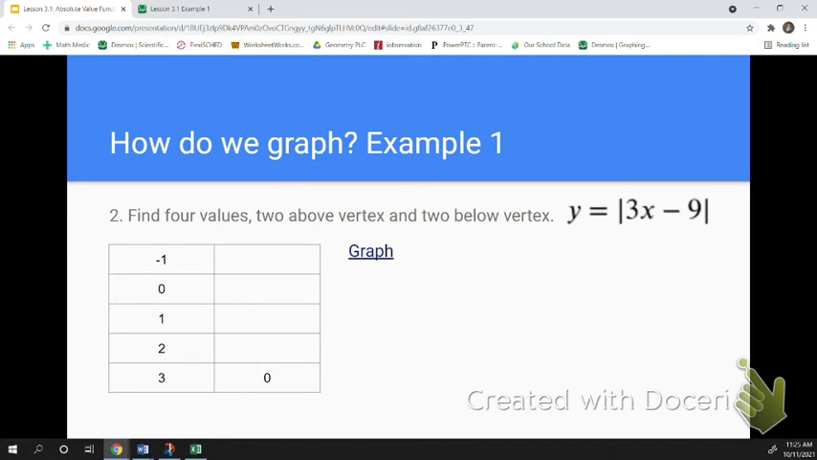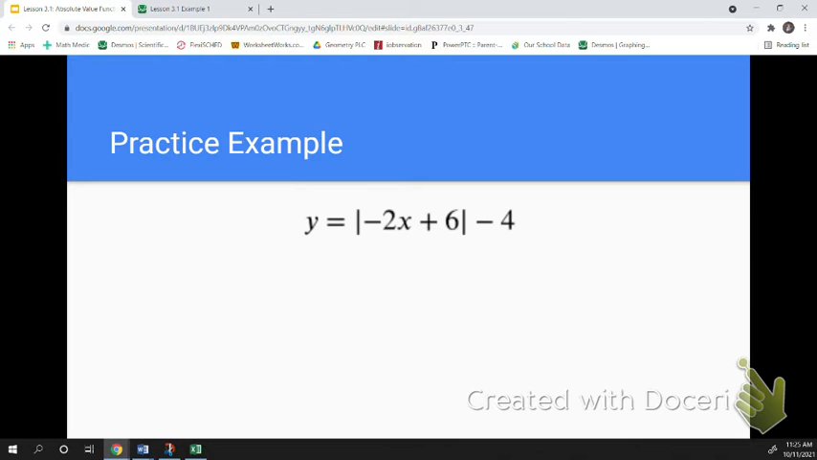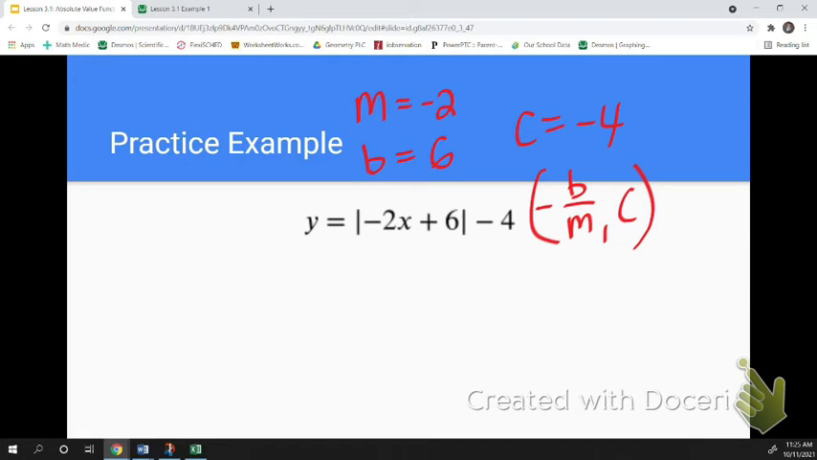In this example, you have an m, a b, and a c. So start by identifying them. What is m? -2. What is b? 6. What is c? -4. Okay, so start by finding the vertex. Go back to your vertex formula. It's the opposite of b over m comma c. That's your vertex formula. Give this one a try.